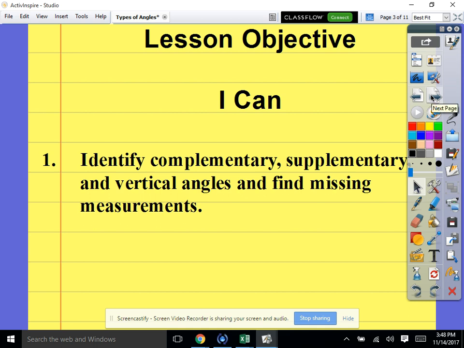Your lesson objective that you need to write down: I can identify complementary, supplementary, and vertical angles and find missing measurements. So you'll need to stop the video or pause the video and write that down.